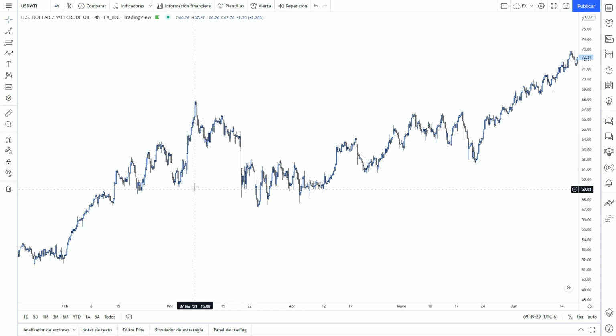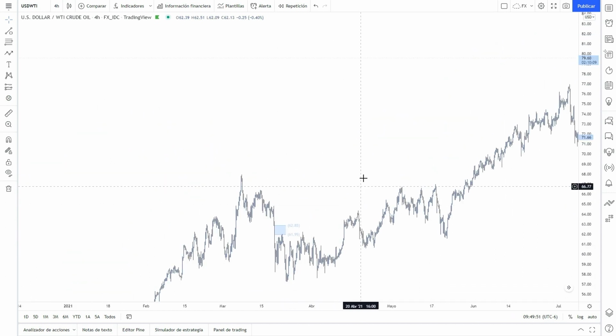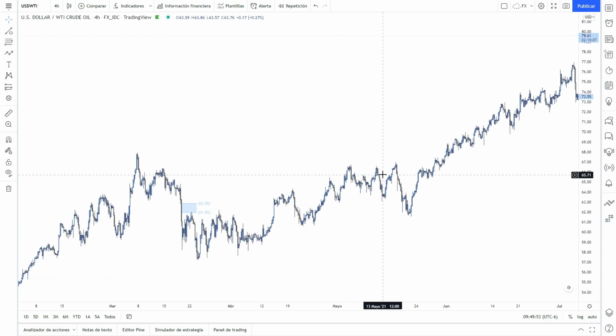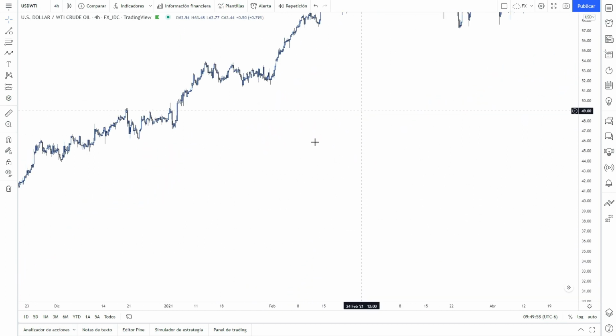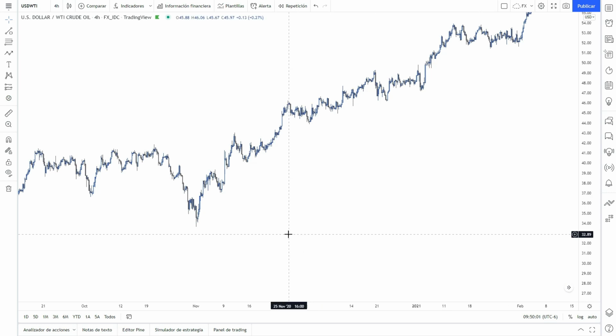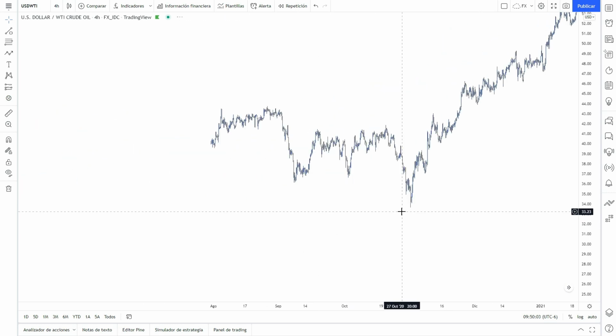Again, price left some inefficiency here. Then it changed the structure around here, around this level, by a wick, but it changed this structure. It was consolidating, and then boom. It continued with the bullish structure, but filling inefficiencies. And same thing over and over again.